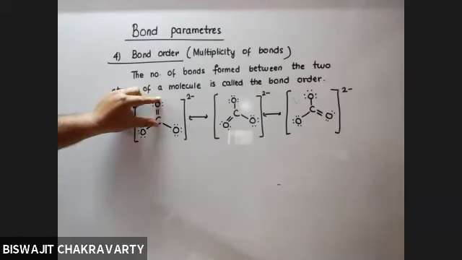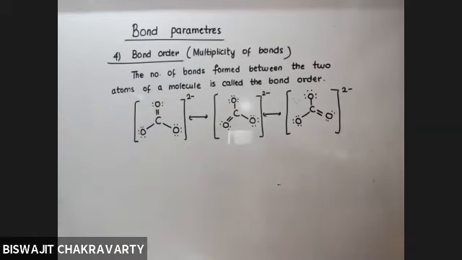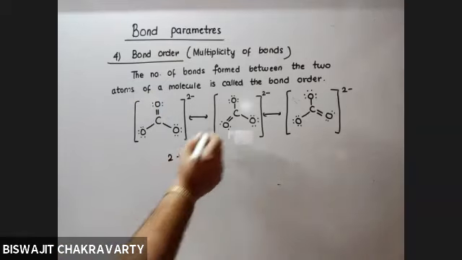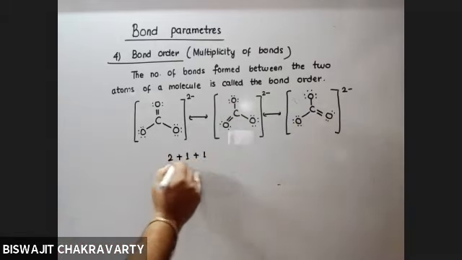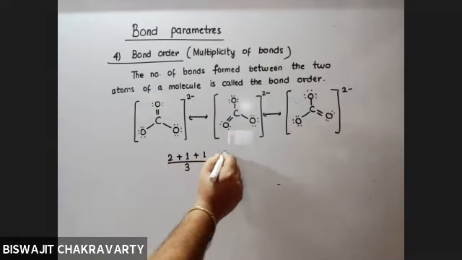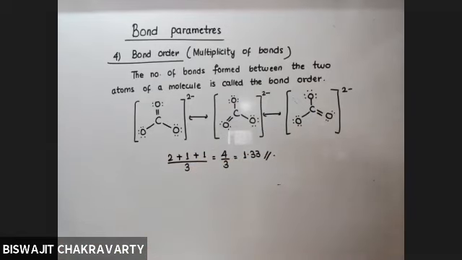You take any bond, not necessarily only this one. Suppose I take this bond. Accordingly, the bond order will be 2. For the same bond here, the bond order is 1. For the same bond, it is 1. So a total of 3 structures are there, so it will be 4 by 3, which comes out to be 1.33. Clear or not? So this is how bond order for resonating structures is calculated.